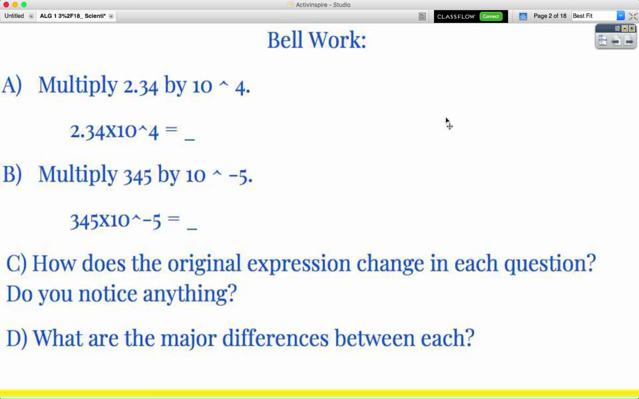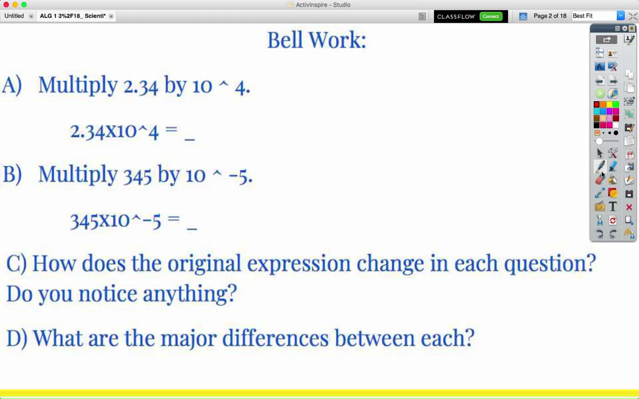Your bell work in Schoology asks you to answer 2 questions and then respond to 2 questions about those 2 problems. So part A says multiply 2.34 by 10 to the 4th. So in the calculator, you should do 2.34 and then multiply it by 10 and then do the little up caret key to make an exponent and then to the 4th power. So when you do that, your result should be 234 with 2 zeros behind it, so 23,400.